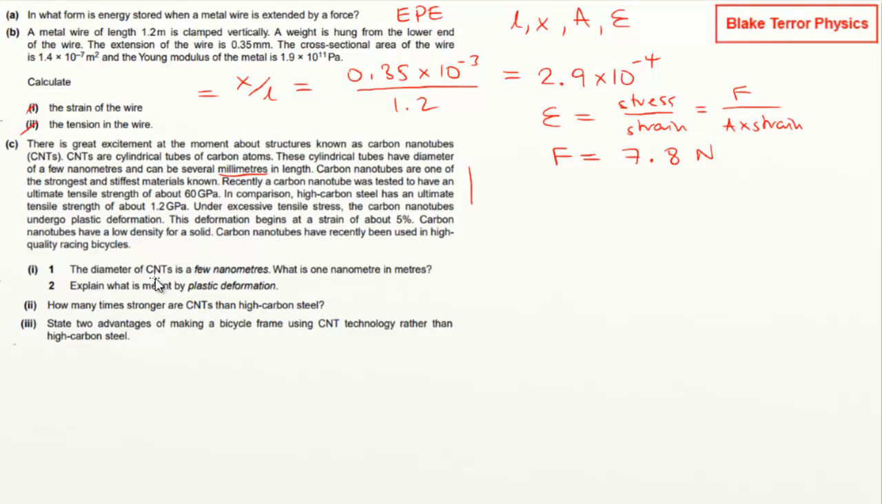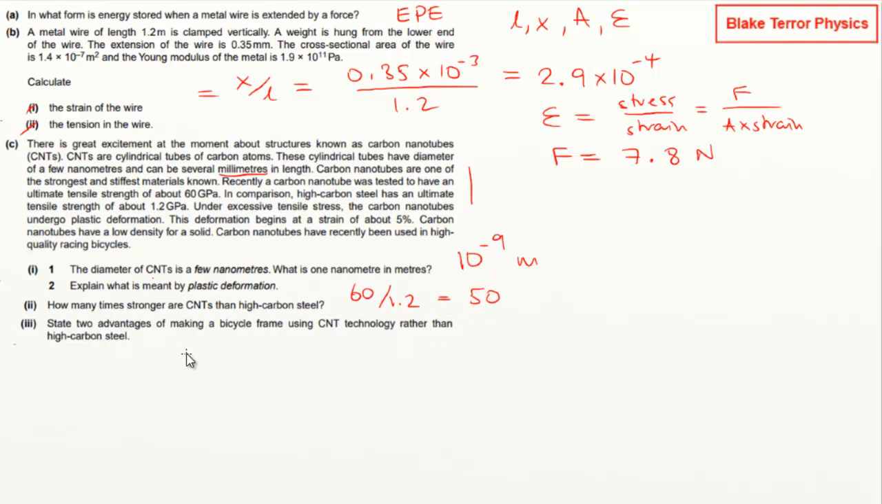Right, the diameter of carbon nanotubes is a few nanometers. What is a nanometer in meters? Right, that's 10 to the minus 9 meters. Explain what is meant by plastic deformation. We've had this a lot. So this is that you've got a permanent extension of the material once the stress has been removed, or once the force has been removed. How many times stronger are carbon nanotubes than high carbon steel? So they're both in gigapascals, so we've got 60 divided by 1.2, which is going to be 50.